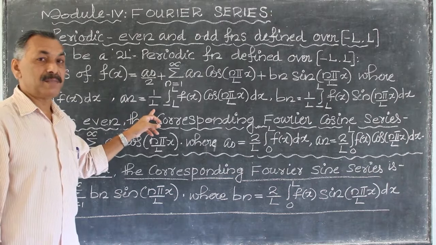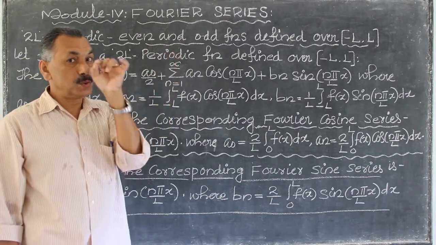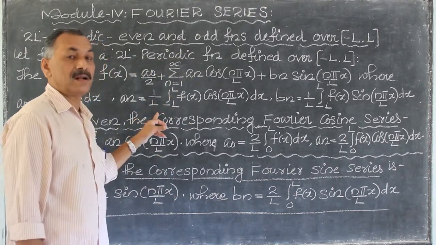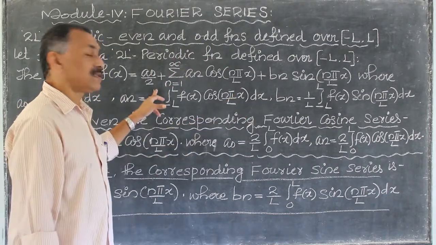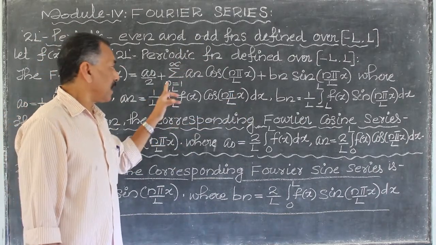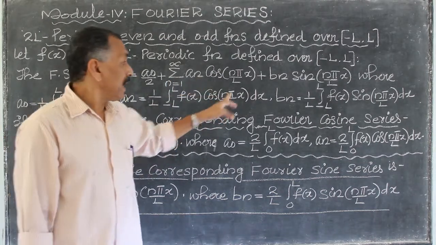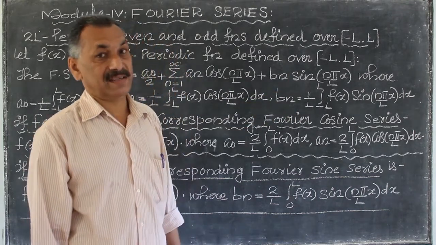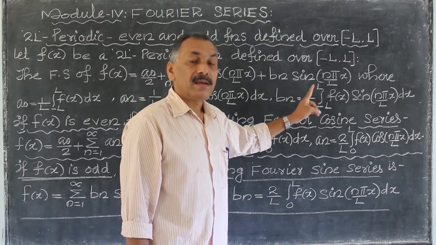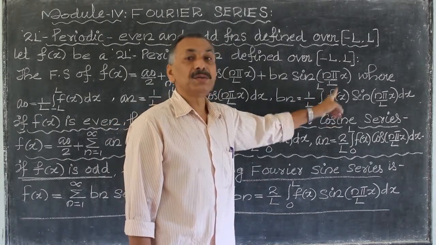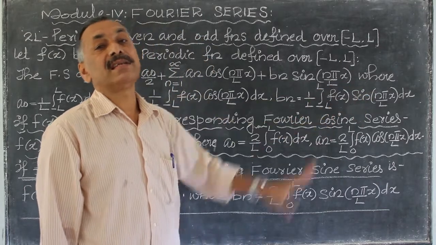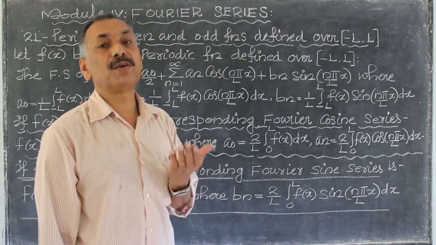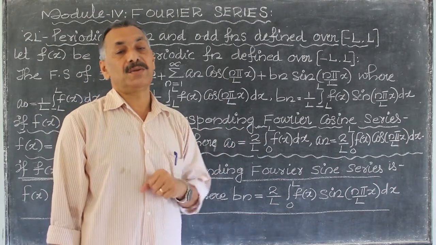And what about an? If the given function is a 2L periodic function defined over minus L to L, then an is equal to 1 divided by L. If it is a 2 pi periodic function, then this is equal to 1 by pi. an is 1 by L integral minus L to L f of x cos n pi by L x dx, and bn is equal to 1 by L integral minus L to L f of x sin n pi by L x dx. We have already seen this, the Fourier series of a 2L periodic function defined over minus L to L.